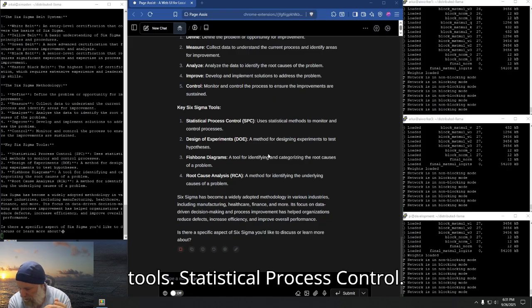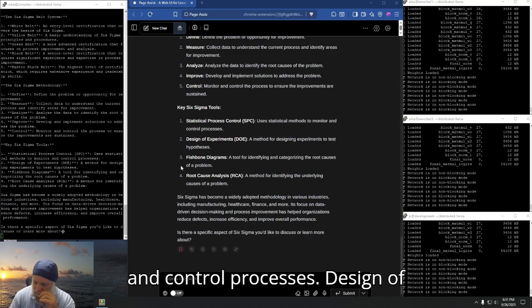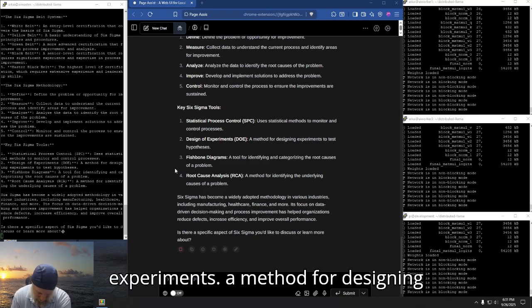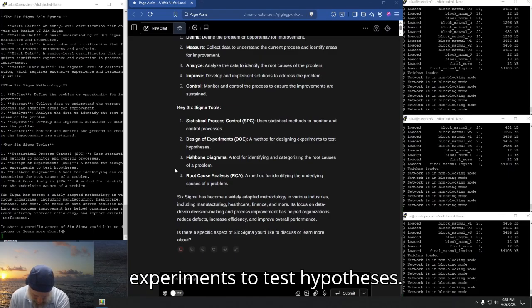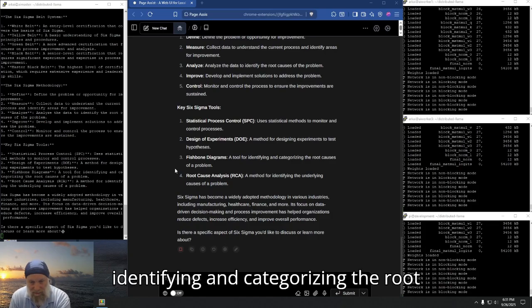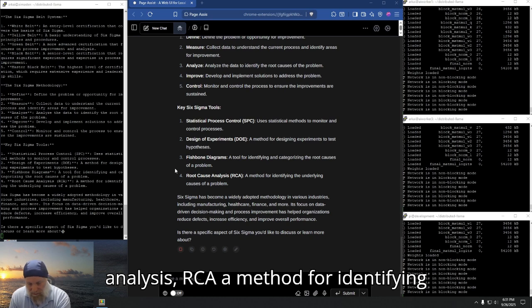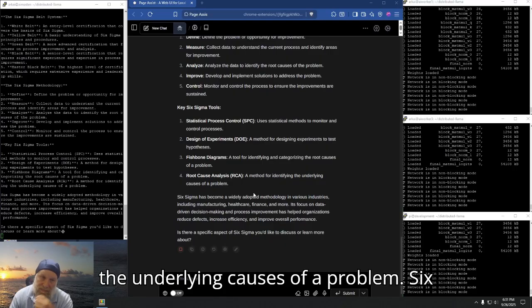Key Six Sigma tools. Statistical process control. SPC uses statistical methods to monitor and control processes. Design of experiments. DOE, a method for designing experiments to test hypotheses. Fishbone diagrams, a tool for identifying and categorizing the root causes of a problem. Root cause analysis, RCA, a method for identifying the underlying causes of a problem.